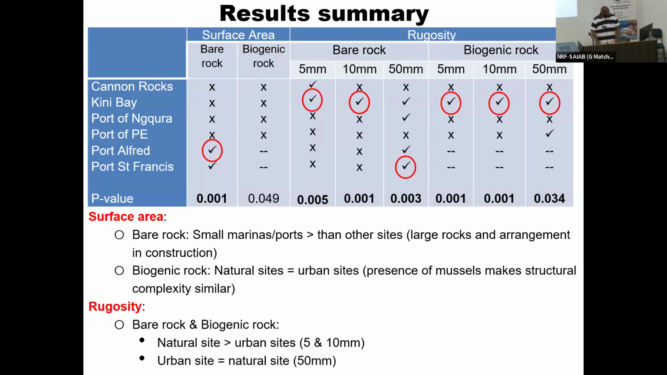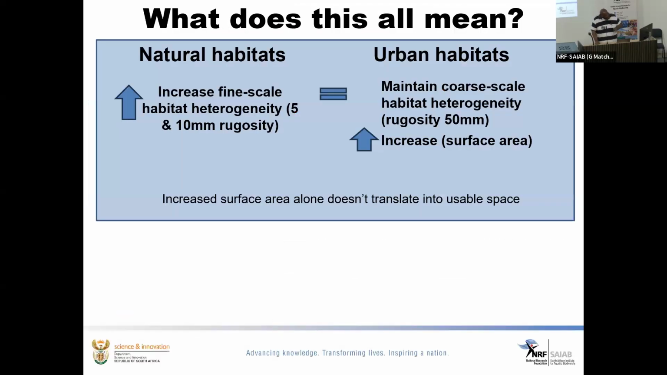And then for the rugosity, both bare rock and biogenic rock produced a similar result in that at the 5 and 10 millimeter scales, the natural site had more rugosity than urban sites. However, at the 50 millimeter scale, urban sites were equal to natural sites. Although I've ticked Kinney Bay there on the far right, if you see the other tick at the bottom, that's an urban site. So what does this all mean?